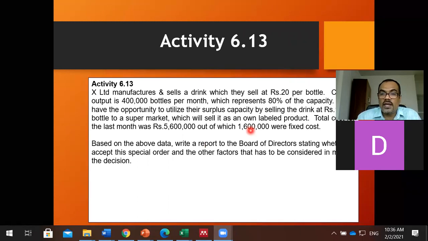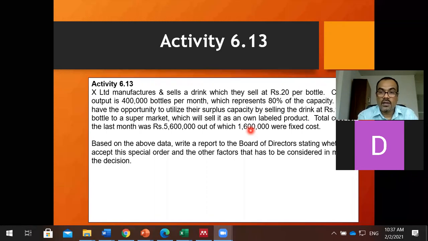They have the opportunity to utilize this excess capacity, the 100,000 capacity, by selling the drink at a price of 13. In the normal market, you sell at 20, 400,000 bottles, that's your maximum. But for a special order, you can manufacture an additional 100,000, but you have to sell at 13 to a supermarket, which will stick its own label on it and sell it at whatever price it likes. But you get only 13.